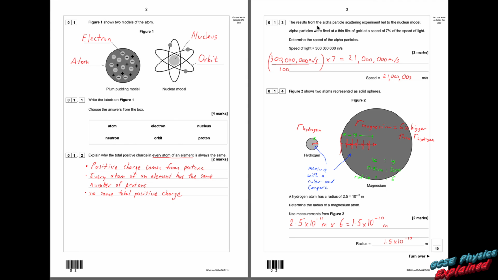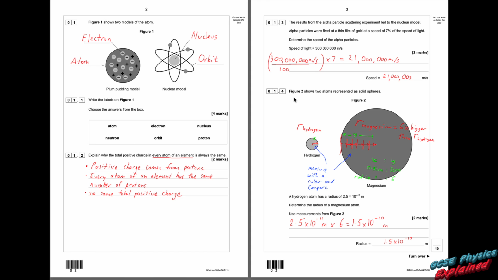Part 3. The results from the alpha particle scattering experiment led to the nuclear model. Alpha particles were fired at a thin film of gold at a speed of 7% of the speed of light. Determine the speed of the alpha particles, and it tells you what the speed of light is. So if we take that speed of light and divide it by 100, that'll tell us what 1% would be. Now we want 7%, so multiply it by 7, and that gives you 7% of the original speed.